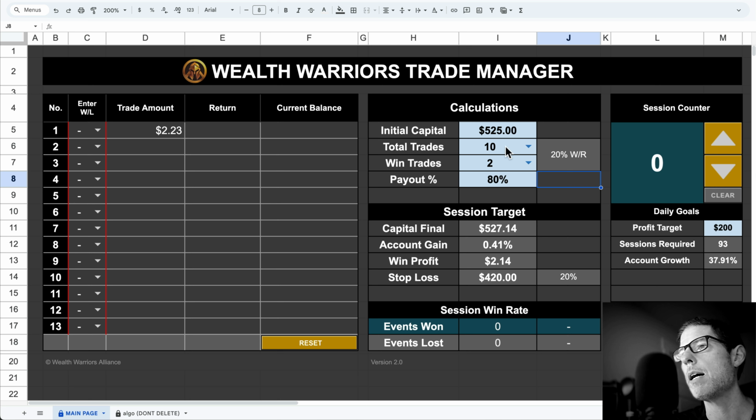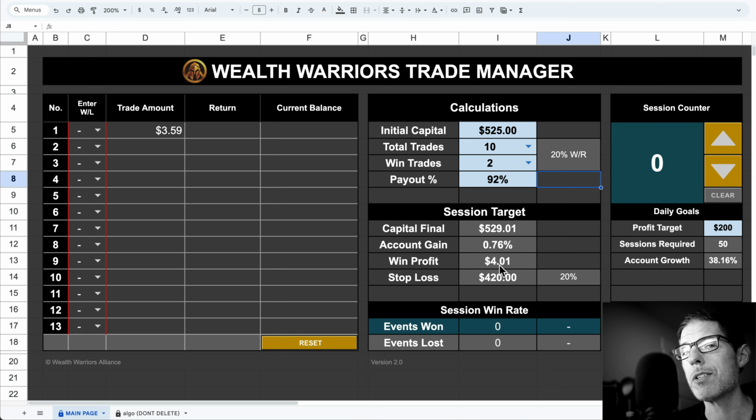So 525. Now for the risk settings, once you get inside the private group, I have videos that go into much greater detail on what all these settings mean. Okay, but just for now, I'm going to set this to win 2 out of 10 trades. And yeah, that looks pretty good. Let's go ahead and change this back to 92%. That means I make about $4 per session.